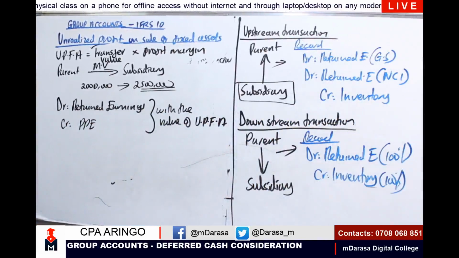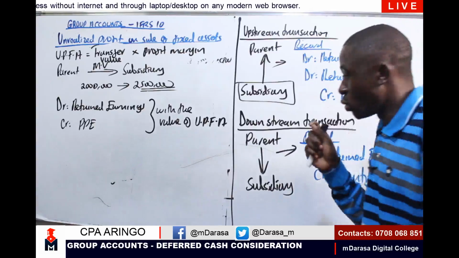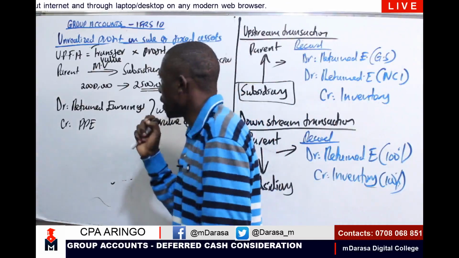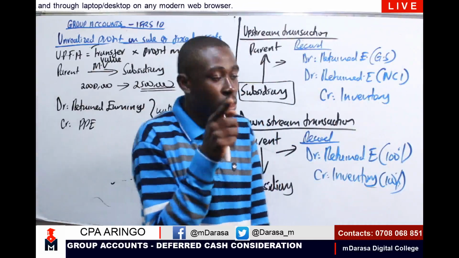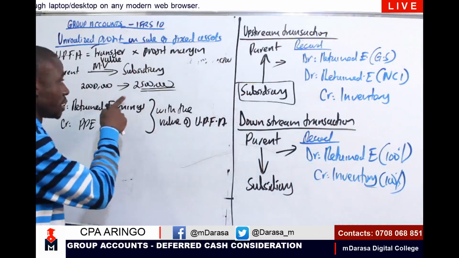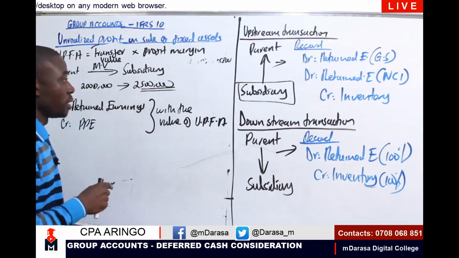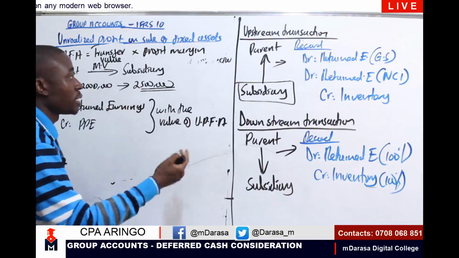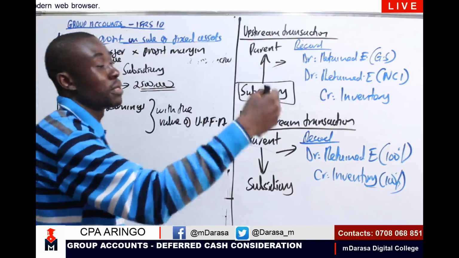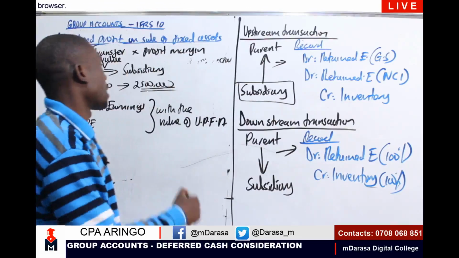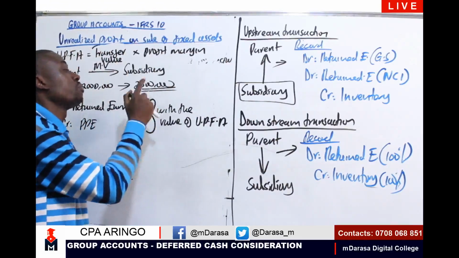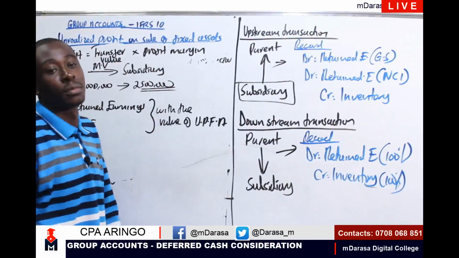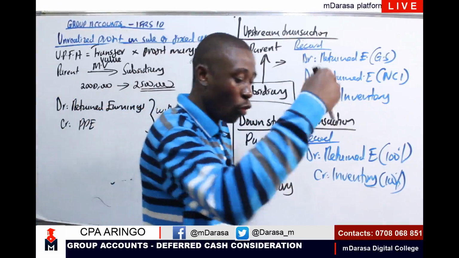Then what you realize here is that the unrealized profit on fixed asset will lead us to have a depreciation overcharge. Why? Because the cost of this item, assuming in this case, is 2 million, right? We are selling this item at 2.5. So what does that indicate? In the event that we'll be providing depreciation in the subsidiary, our depreciation will be excess depreciation. I'll be having a depreciation overcharge.